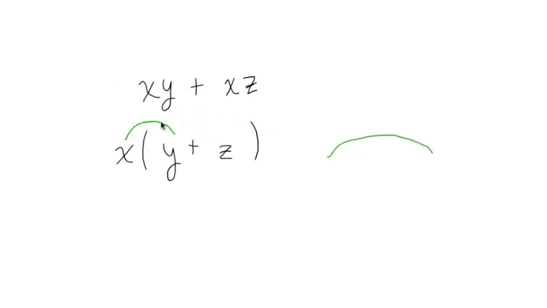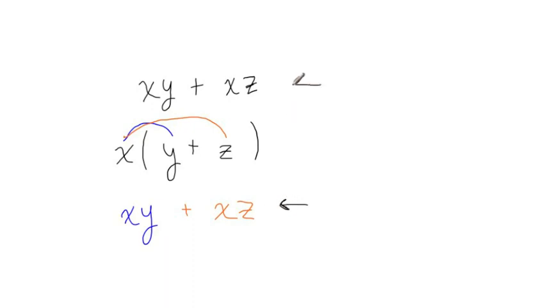Anytime you've factored, you should always check your work by distributing. In this case, if I distribute my factored form, I'll have to multiply x by y, and x times y is xy, and I'll have to multiply x by z. X times z is xz. I'll know that I've done my work correctly if, after I distribute my factored form, I get the exact same thing that I started with, and in this case, I did.